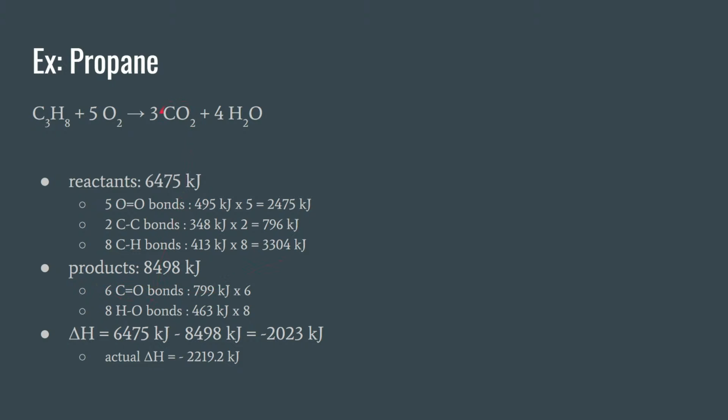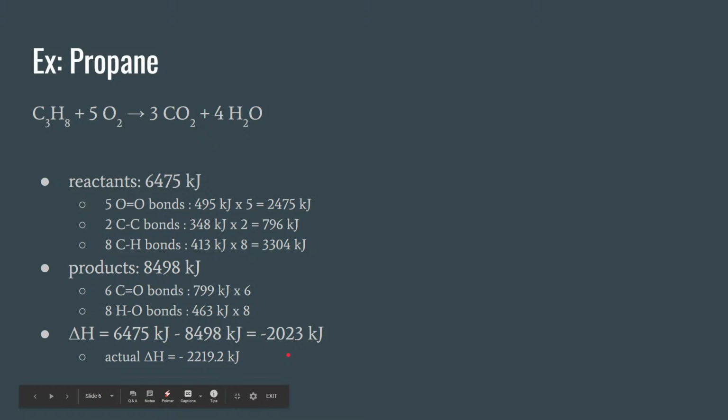Carbon-oxygen double bond, we have 6 of those because there are 2 in each carbon dioxide molecule, so 799 times 6. Then 8 hydrogen-oxygen single bonds, because there are 2 of those bonds in each of our 4 water molecules, or 463 times 8. So we add up all of our reactants, we add up all of our products, reactants minus products. So 6475 minus 8498 gets us negative 2023 kilojoules.